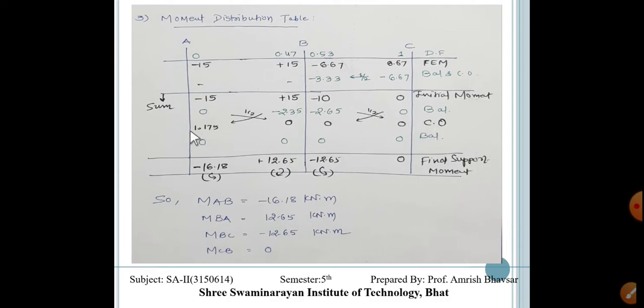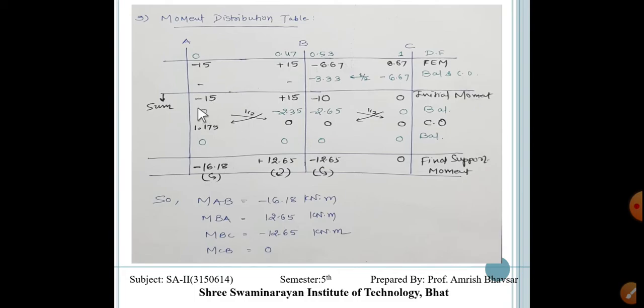Now balance. For the balance it is 1 minus 1.175 multiplied with 0, then it is 0. Here 0 multiplied with, then this is 0. So whenever at the stage of balance we know that it is 0, we stop this cycle of balance and carryover. So finally, let's start with the summation from here.